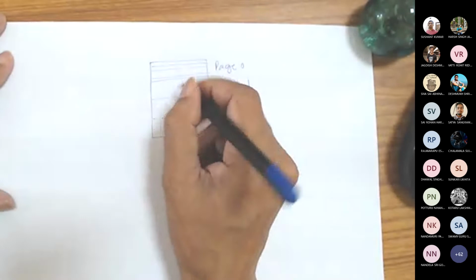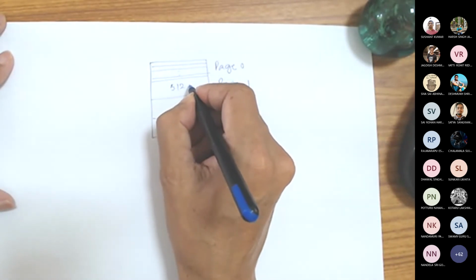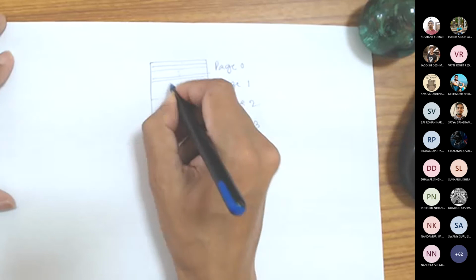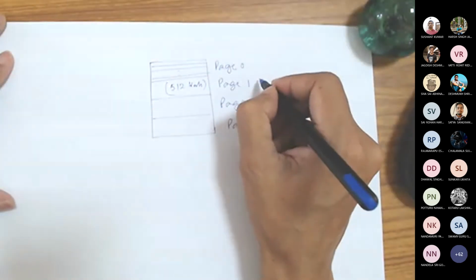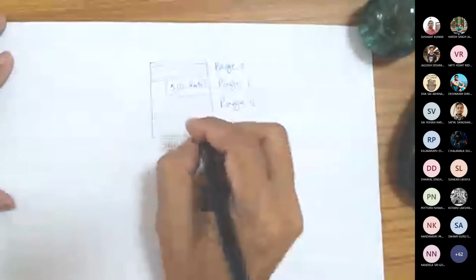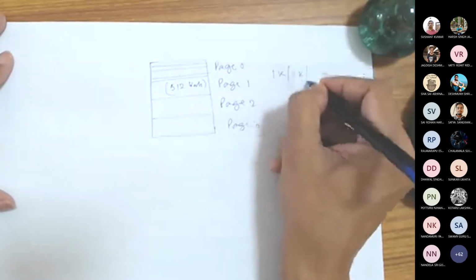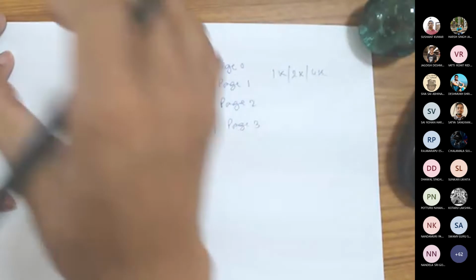So if it is, let's assume, 512 words. So one page contains 512 words. It can be 1k also. The page size may vary. It may be 1k, 2k, 4k, depending on the organization.